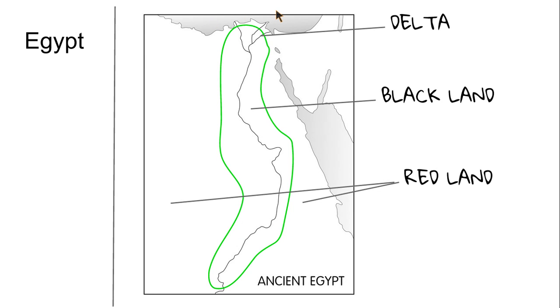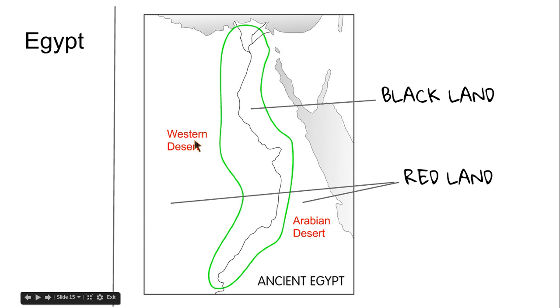And last, I want you to label the red land. Remember that the red land was an advantage because why? All right. Please go ahead and label the names of the deserts in the red land. We have the Western Desert on the west side of the Nile, and over here, close to the Arabian Peninsula, we have the Arabian Desert.